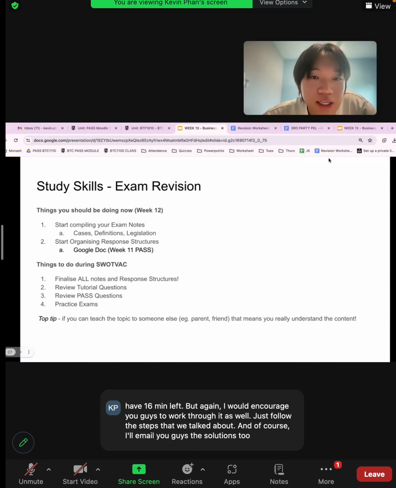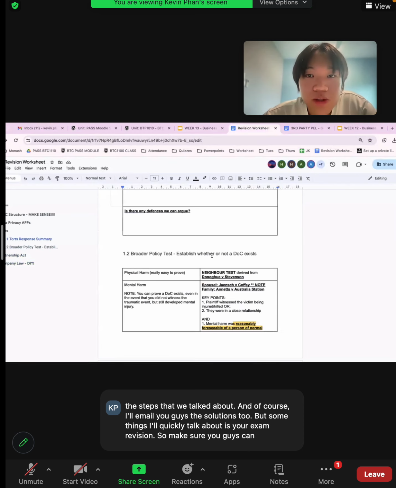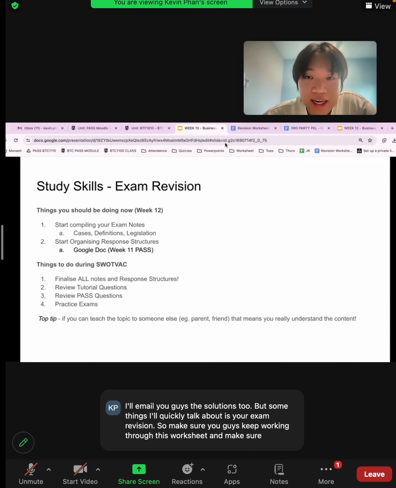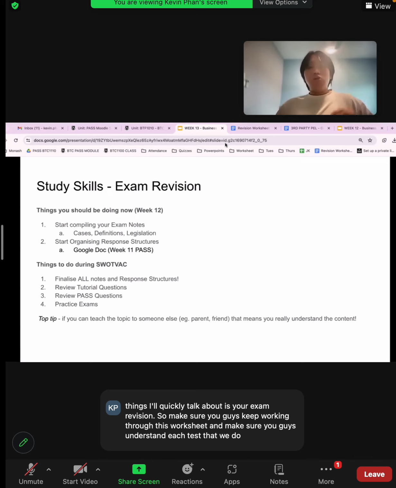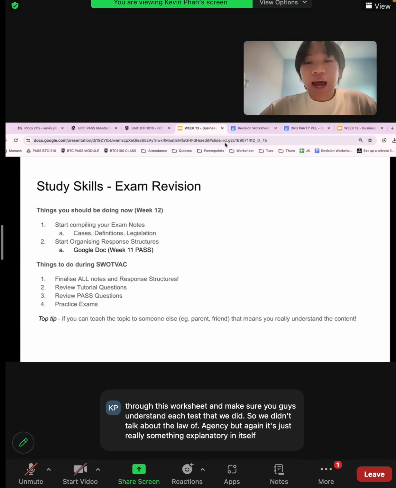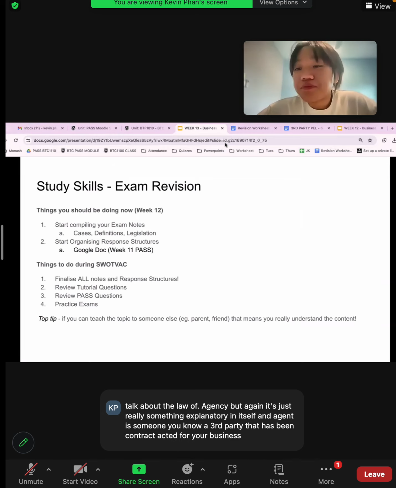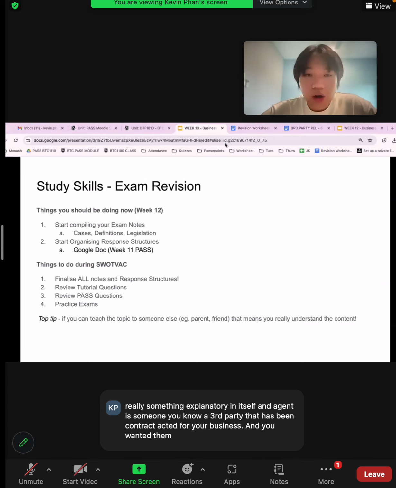Some things I'll quickly talk about is your exam revision. Make sure you keep working through this worksheet and make sure you understand each test that we did. We didn't talk about the law of agency, but again, it's really self-explanatory. An agent is someone, a third party, that has been contracted for your business, and you gave them the authority to do something.